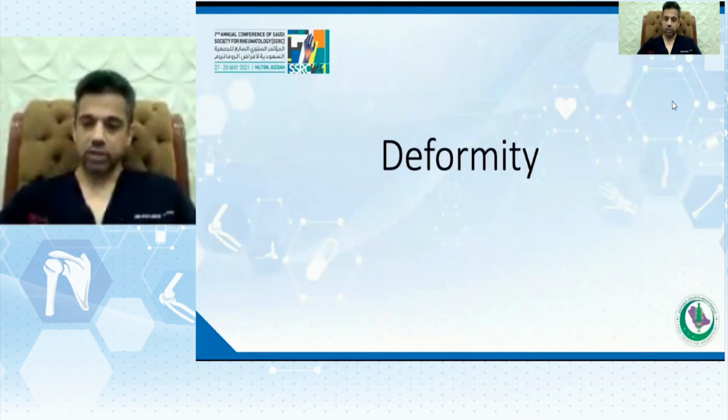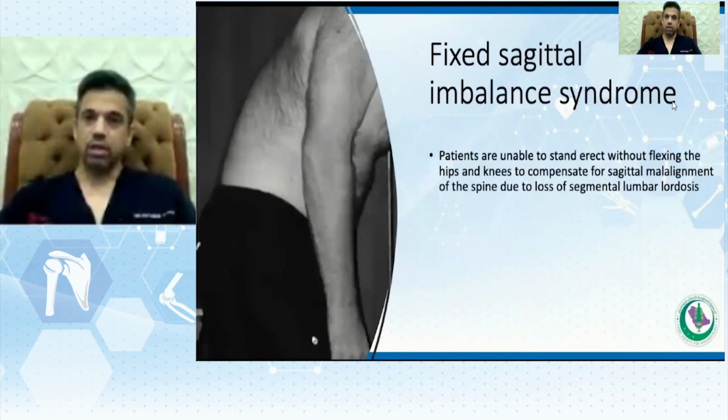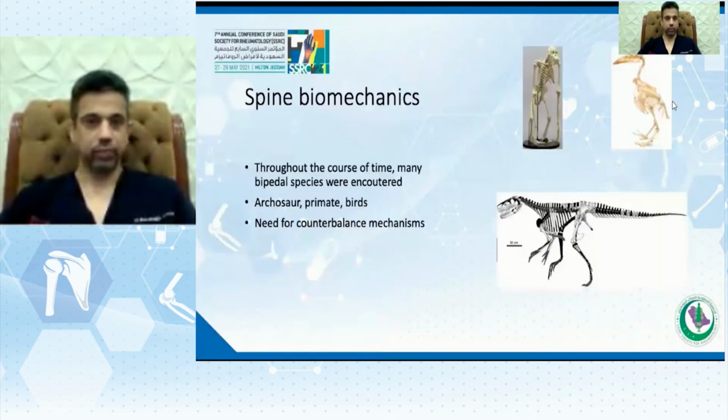Ankylosing spondylitis is well known for deformity of the spine. They're liable to get what we call fixed sagittal imbalance syndrome, which is where the patient will not be able to stand erect without flexing or compensating with the hips and knees.